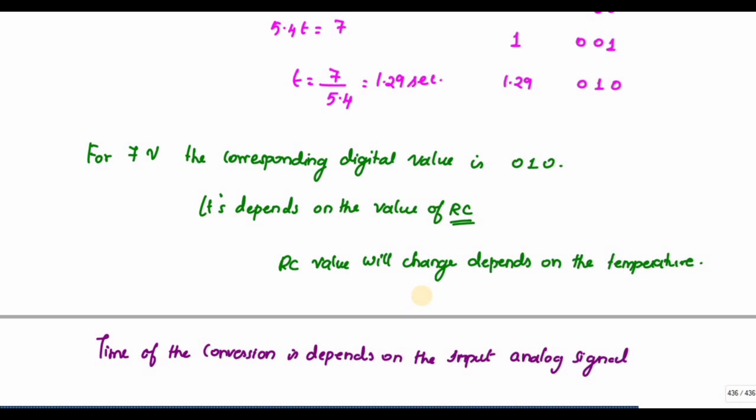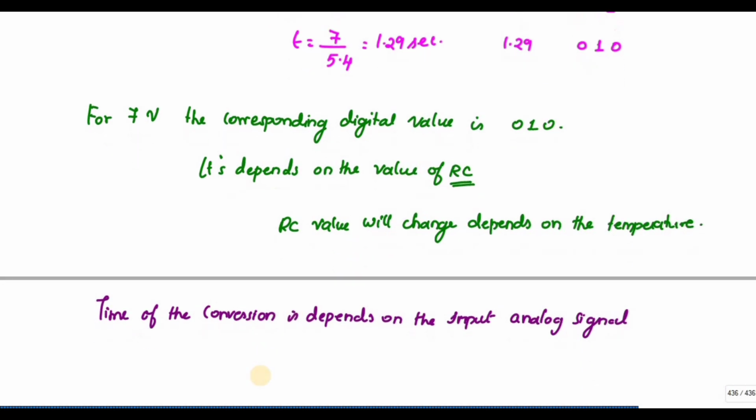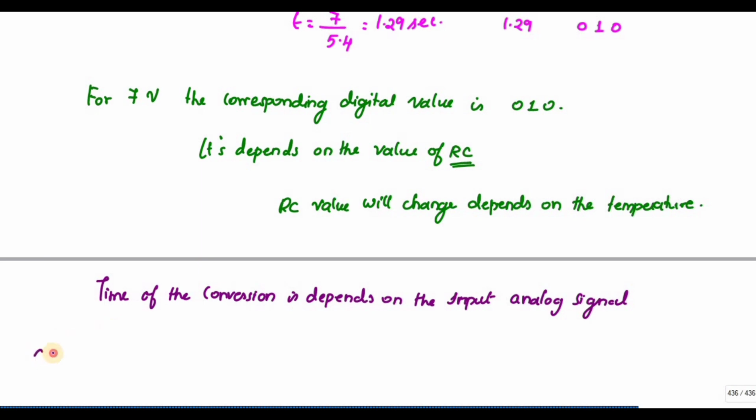So these are the drawbacks of the single slope ADC. The drawbacks are due to the component values, that is R and C, and also due to the clock error. If there is some error in the clock, it will not work properly.